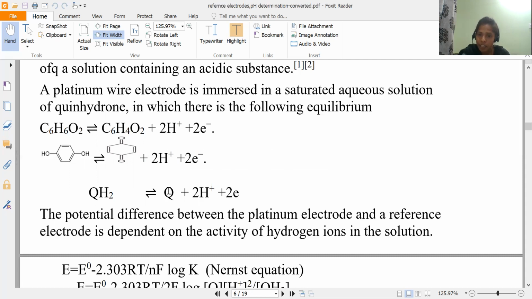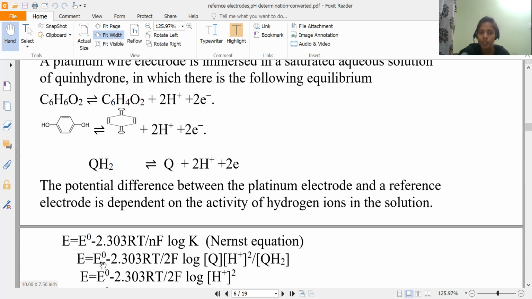Now let us apply the Nernst equation. The potential difference between the platinum electrode and a reference electrode depends on the activity of hydrogen ions in the solution. What is the reference electrode here? The reference electrode is the quinhydrone electrode, which is in the liquid, and the platinum electrode we are using provides electrical contact. So when we dip the platinum electrode in the quinhydrone solution, a potential difference develops. This potential difference depends on the activity of hydrogen ions.